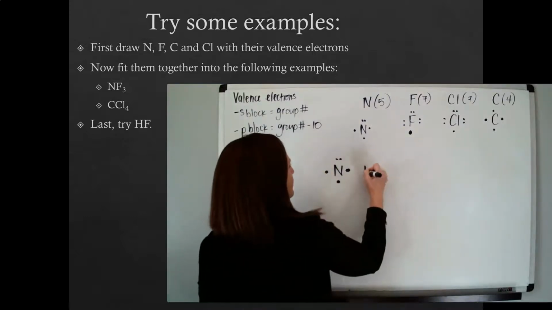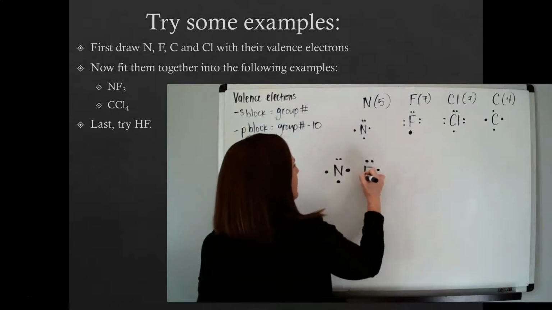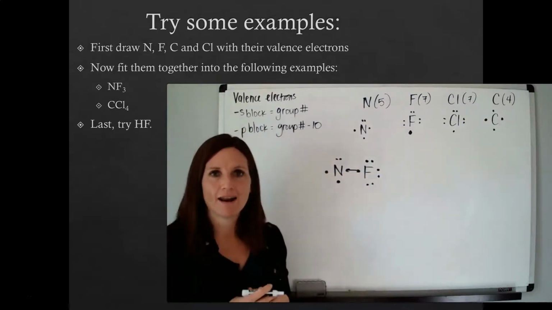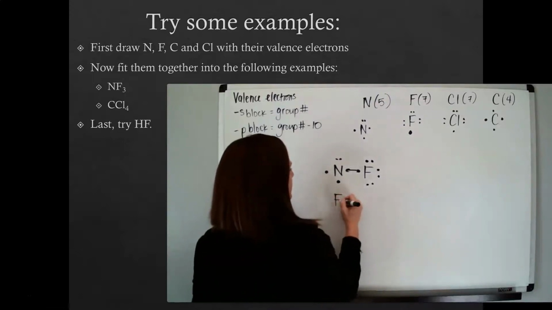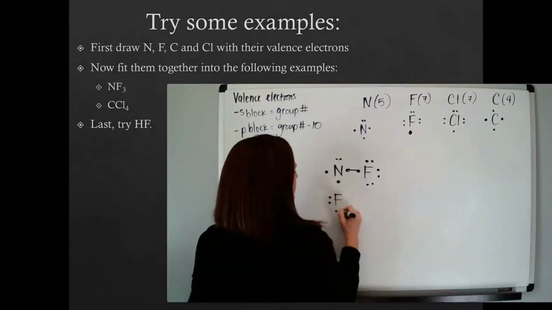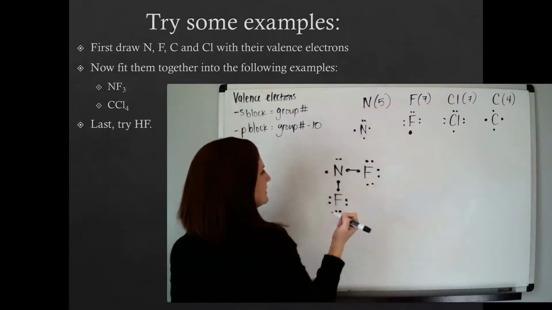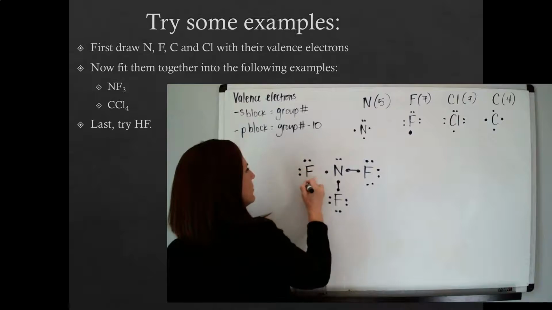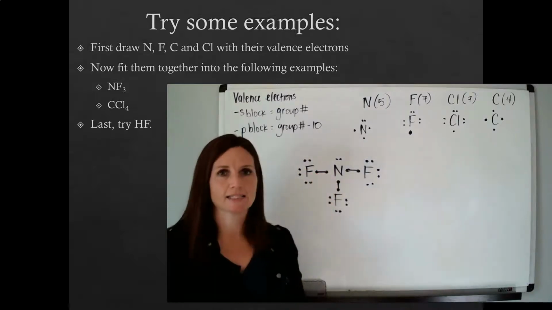So I would put my fluorine over here, and I start working my way around, and I want my unpaired electrons to face each other so that I can make a connection between them. So continue on. Next fluorine comes down here. 1, 2, 3, 4, 5, 6, and I want that unpaired one to connect. And then over here, 1, 2, 3, 4, 5, 6, and 7 unpaired electrons to connect.